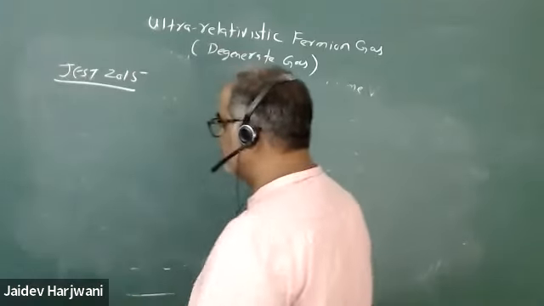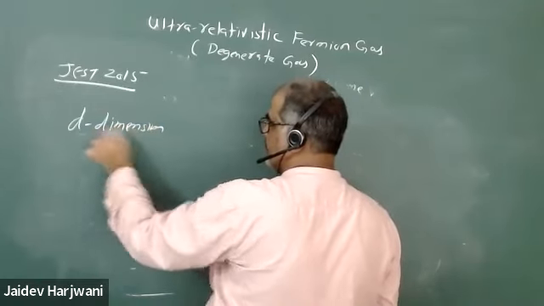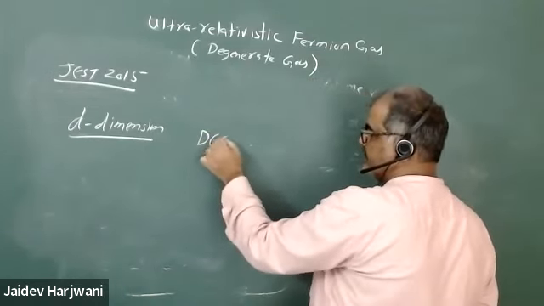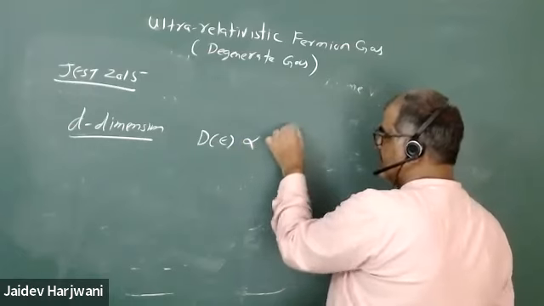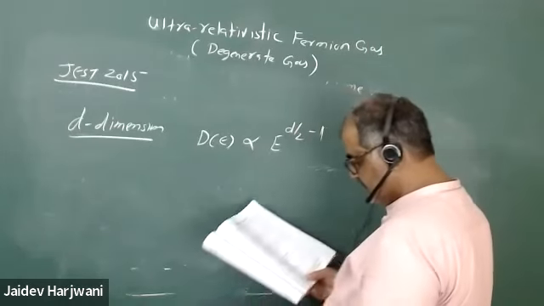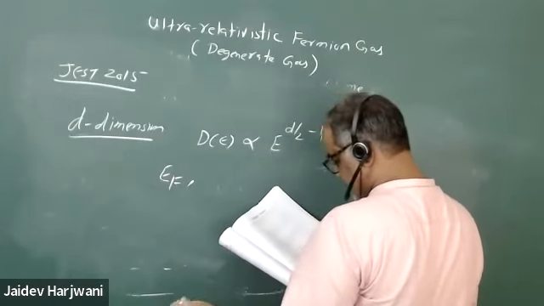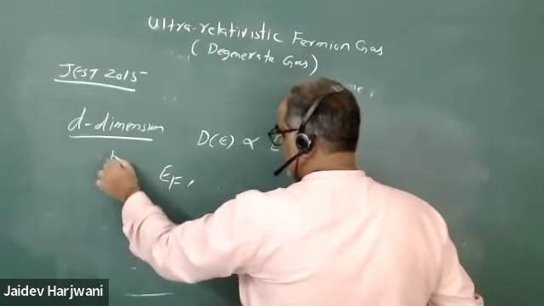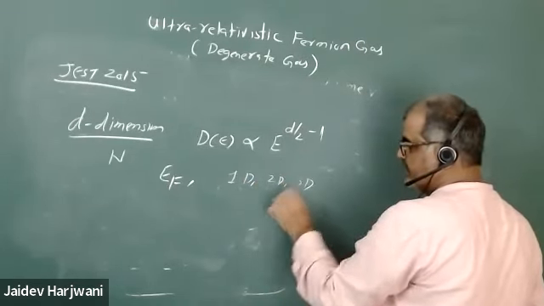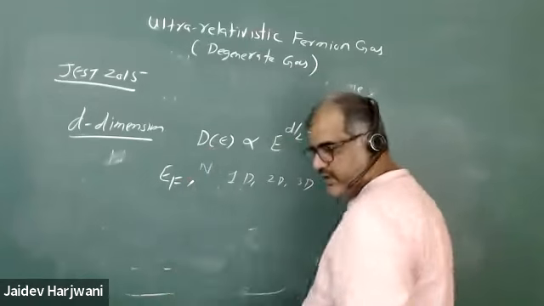In D dimension, the density of state varies as e power d/2 minus 1. The Fermi energy EF of n particles. So they are asking how the Fermi energy in 1D, 2D and 3D depends on n. How Fermi energy depends on n in 1D, 2D, and 3D?